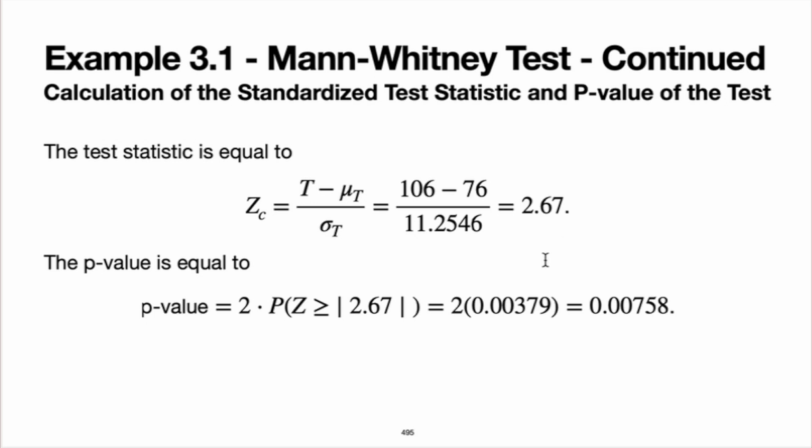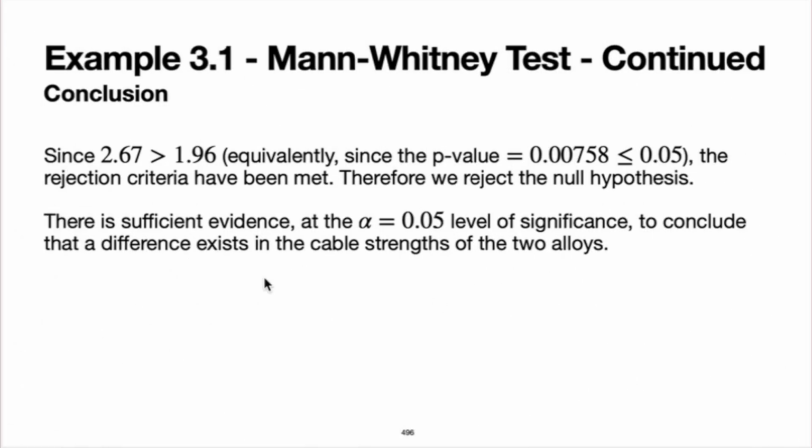And then from that, we also calculated the p-value of the test, 0.00758. And then we concluded, because 2.67 was greater than 1.96, or equivalently, since the p-value, 0.00758, is less than or equal to 0.05, then the rejection criteria have been met, and so therefore we reject the null hypothesis. Okay, so we're reaching the same qualitative conclusion here using the approximate Mann-Whitney test as we did with the Kruskal-Wallis.